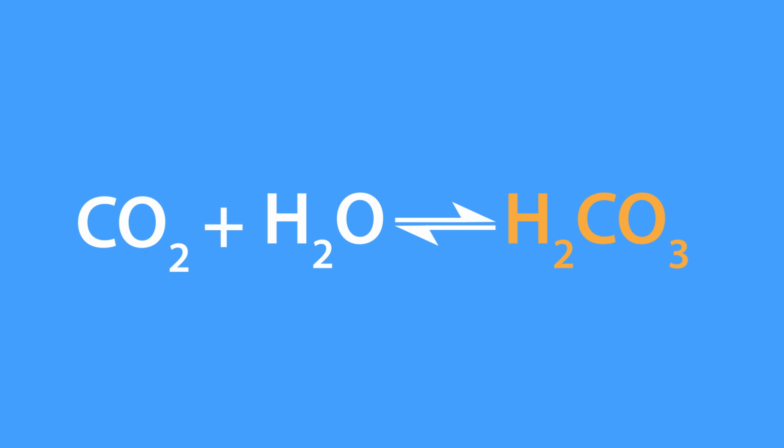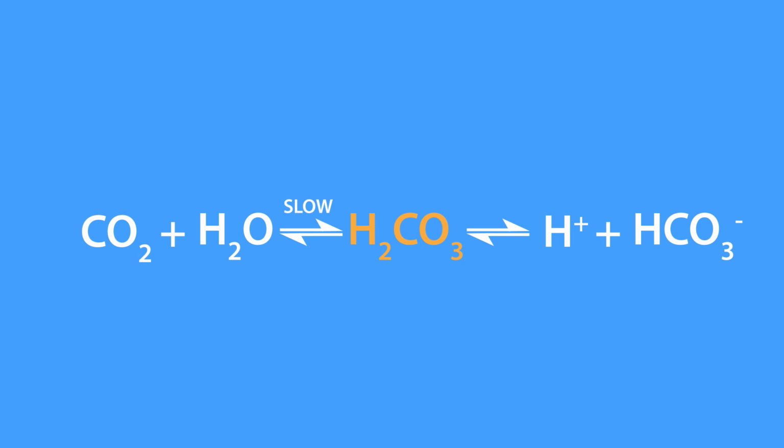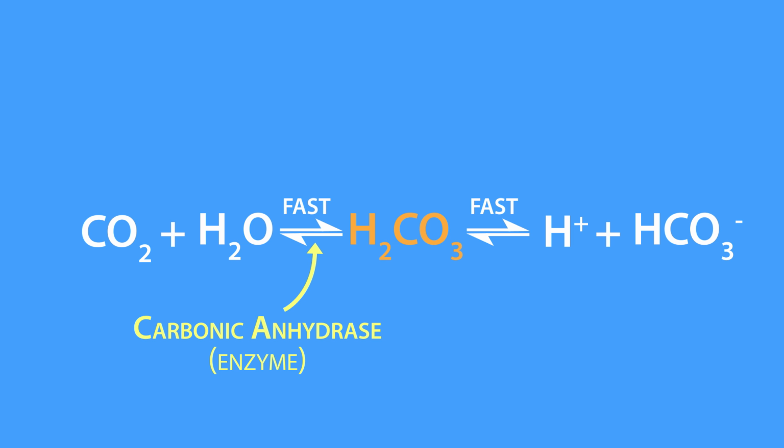Normally, the formation of carbonic acid from carbon dioxide and water occurs slowly, while the dissociation of carbonic acid into hydrogen and bicarbonate ions occurs rapidly. But because the formation of carbonic acid from carbon dioxide and water is physiologically important, our bodies use an enzyme called carbonic anhydrase to speed up this part of the reaction.